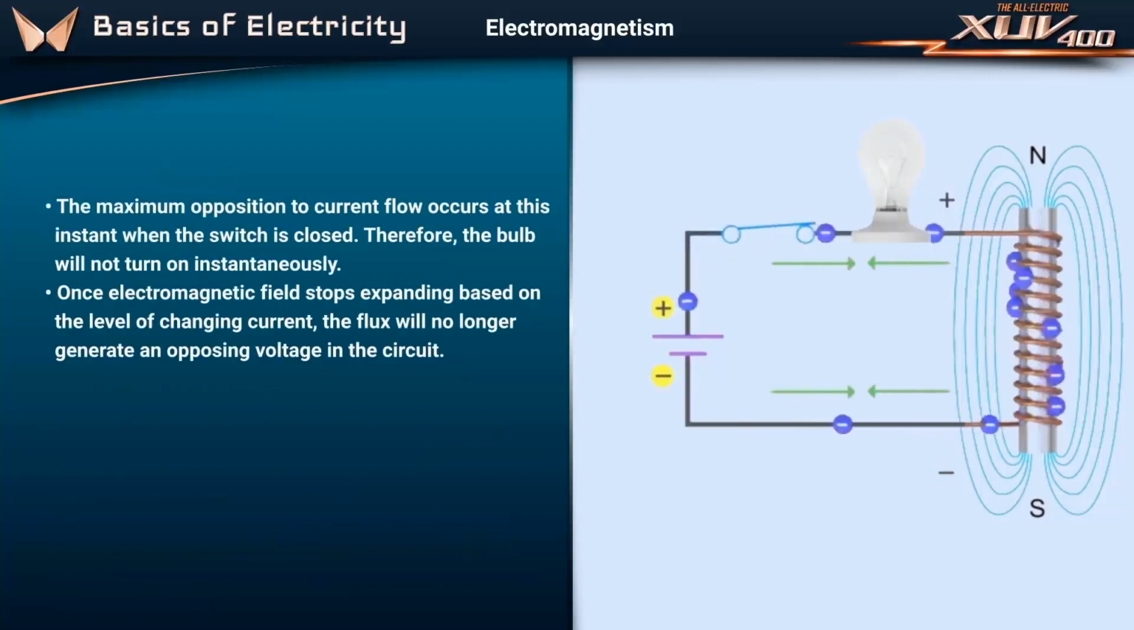The maximum opposition to current flow occurs at this instant when the switch is closed. Therefore, the bulb will not turn on instantaneously. Once the electromagnetic field stops expanding based on the level of changing current, the flux will no longer generate an opposing voltage in the circuit.